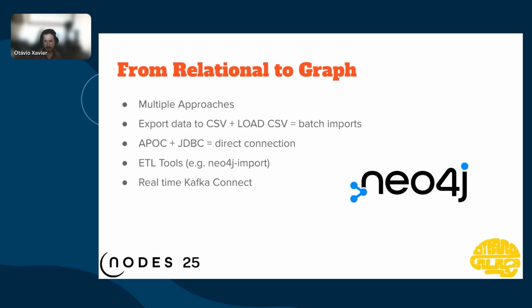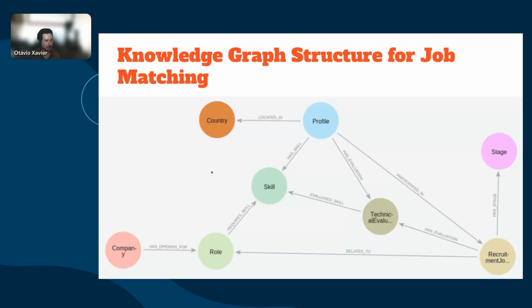And the last one I want to bring here is to use Kafka Connect. If you have a Kafka provider, this one may be the best option to get real-time updates because you can connect both databases, like your relational database and Neo4j, to this Kafka, and everything that happens in your relational database will be updated in Neo4j.